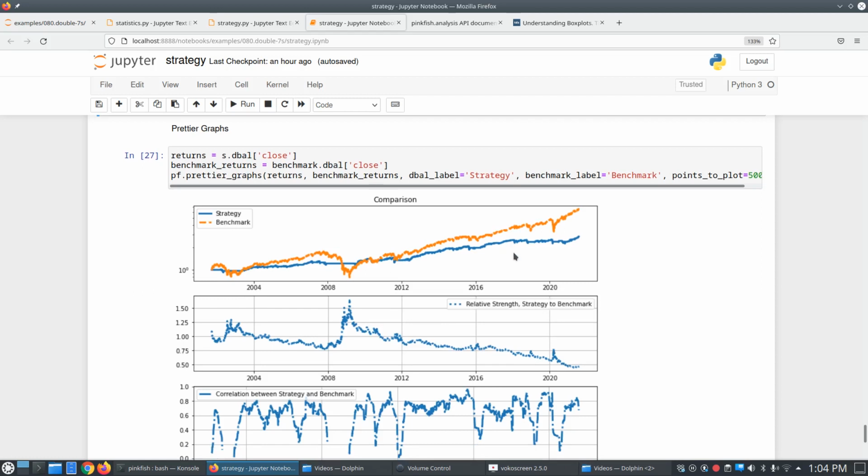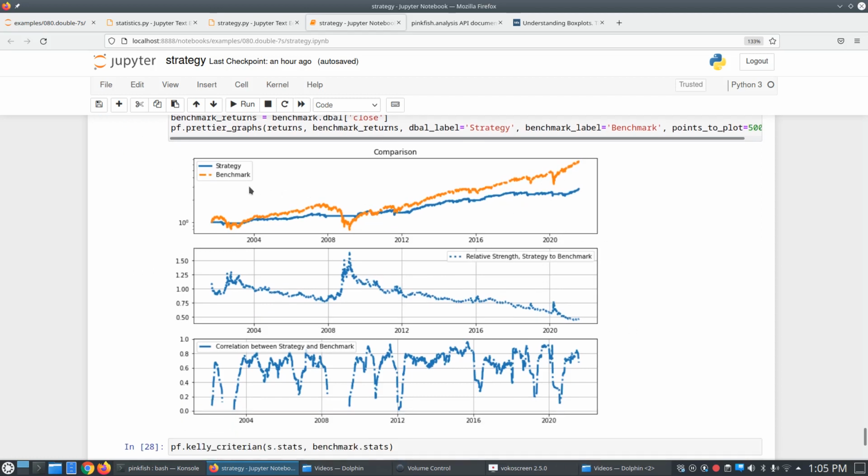I have 3 other graphs here. It's just showing another representation of the returns of the strategy versus the benchmark. This shows the relative strength of the strategy versus the benchmark. And over 1, the strategy is outperforming the benchmark. You can see that it's outperformed.